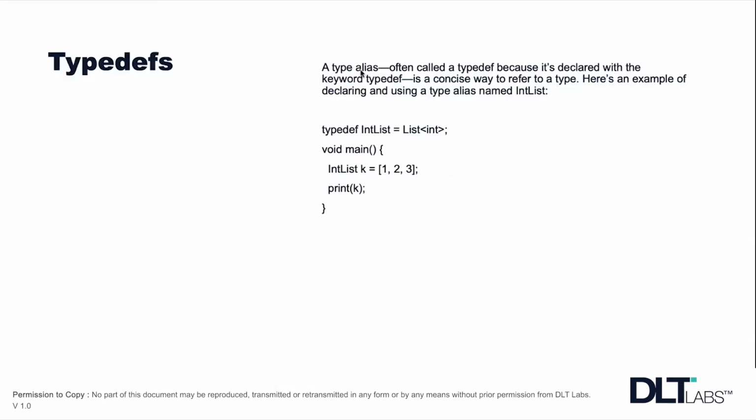Typedef. A type alias, often called a typedef because it's declared with the keyword typedef, is a concise way to refer to a type. Here is an example of typedef declaring and using a type alias named IntList. Let's go through the code.